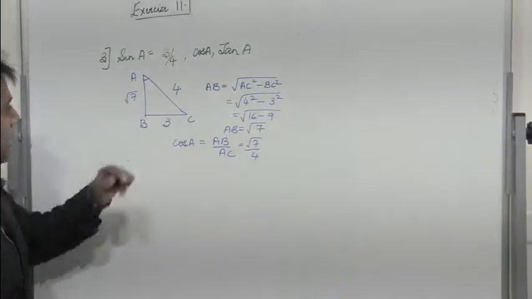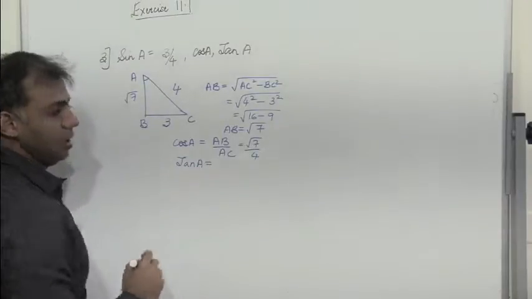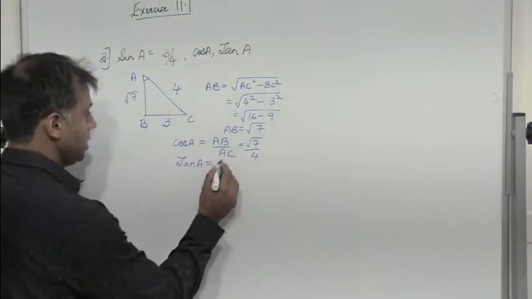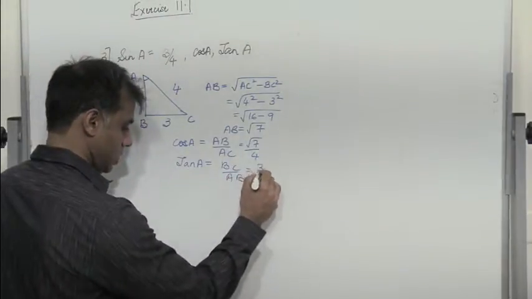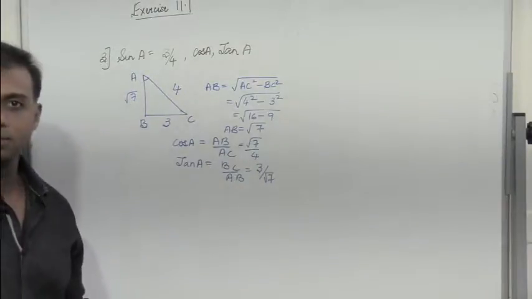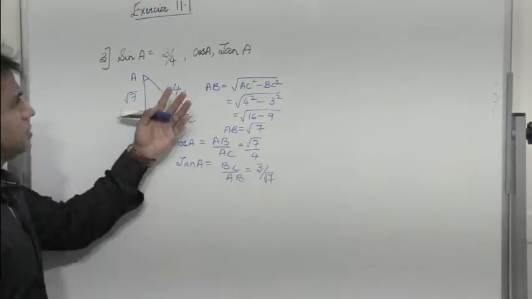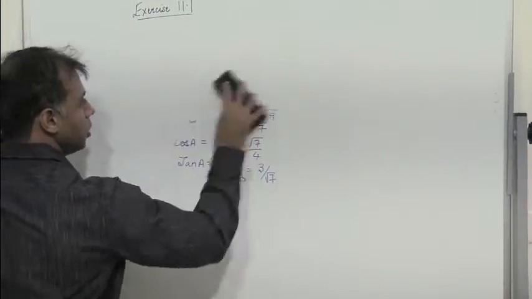Okay, next, tan A. What is tan A? Tan A is opposite side by adjacent side, which is BC by AB, which is 3 by root 7. Okay, right. So this again is a fairly simple problem where we just need to find cos A and tan A. So let's go to problem 4.